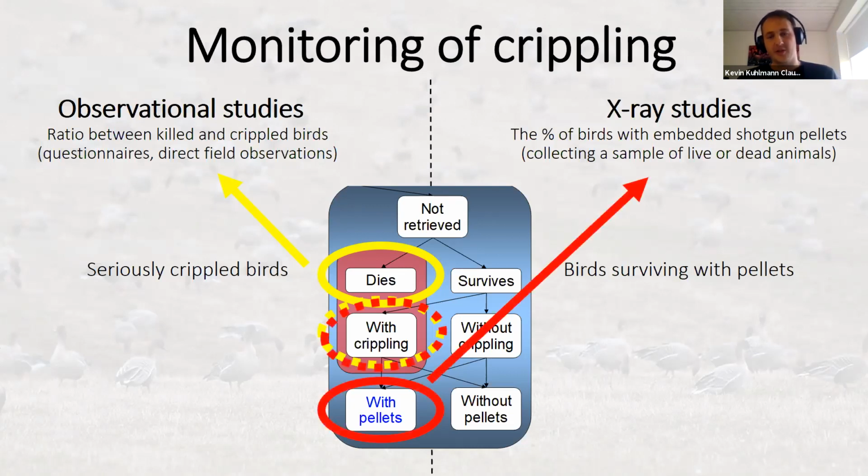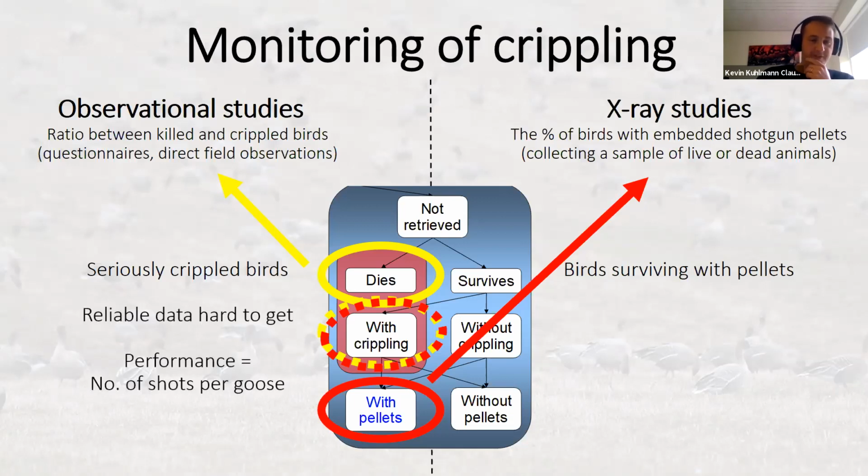The X-ray studies, on the other hand, take place much after the actual crippling event, usually half a year or so. And what these measure is the presence of the pellets, as Jesper rightly told you. So it's birds that have lived on, just to emphasize that, with pellets, and they might then be slightly crippled or maybe have no effect of carrying them. So they measure different things, these two methods.